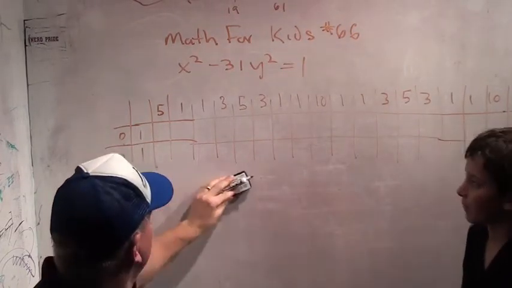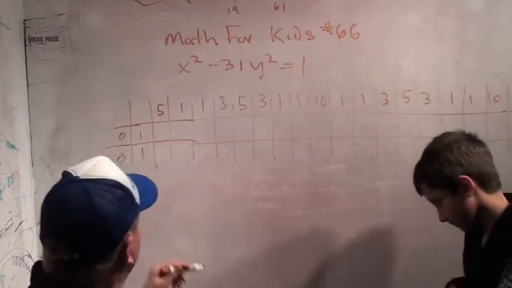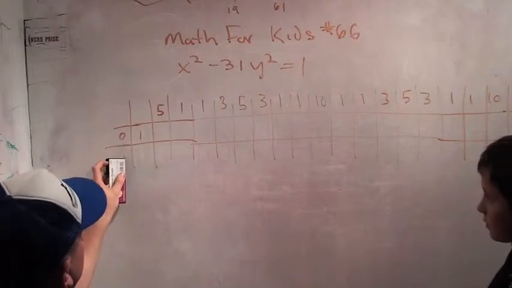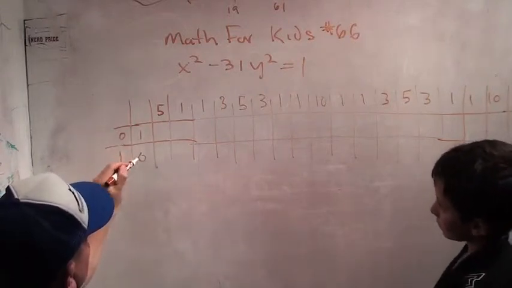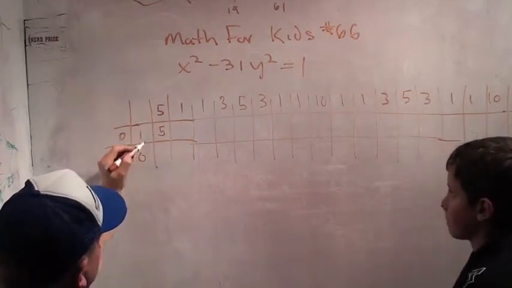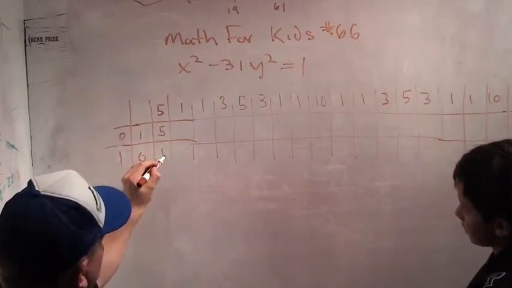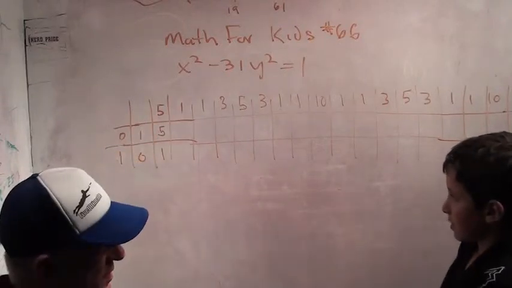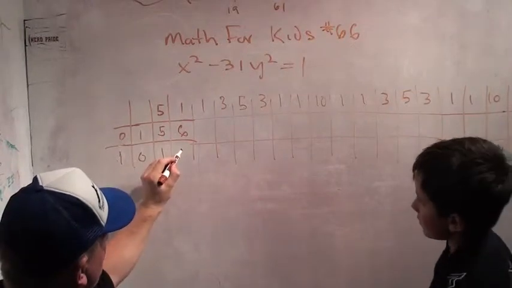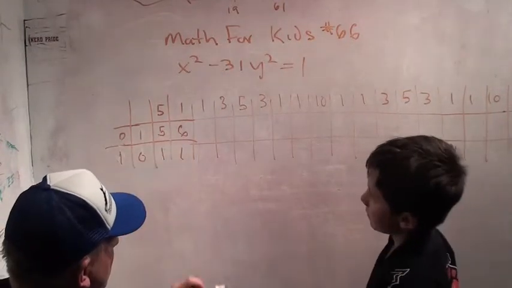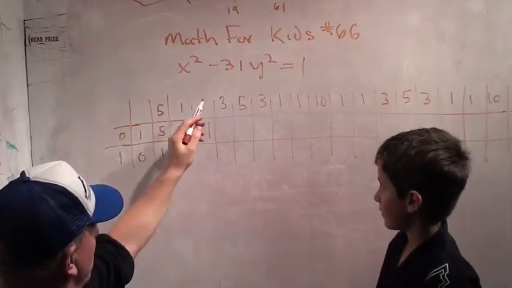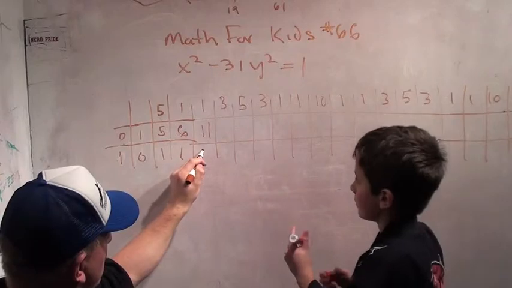Okay, so let's compute the convergents and see what we get. Oops, I made a little mistake writing our continued fraction machine down, didn't I? 0, 1, 1, 0. 5 times 1 plus 0 is 5. 5 times 0 plus 1 is 1. 1 times 5 plus 1 is 6. 1 times 1 plus 0 is 1. 1 times 6 plus 5 is 11. 1 times 1 plus 1 is 2.